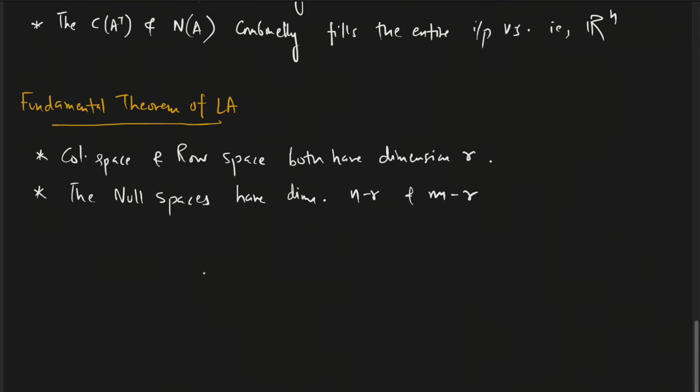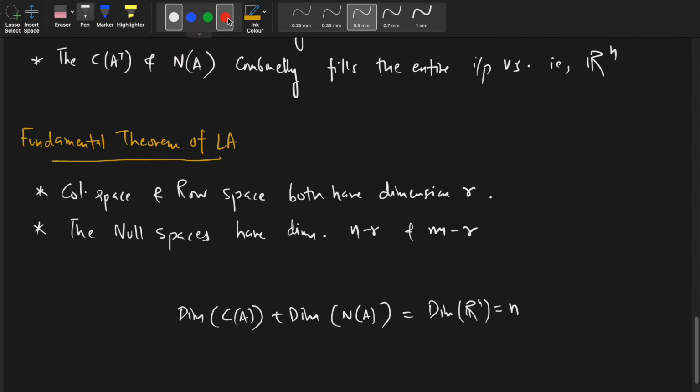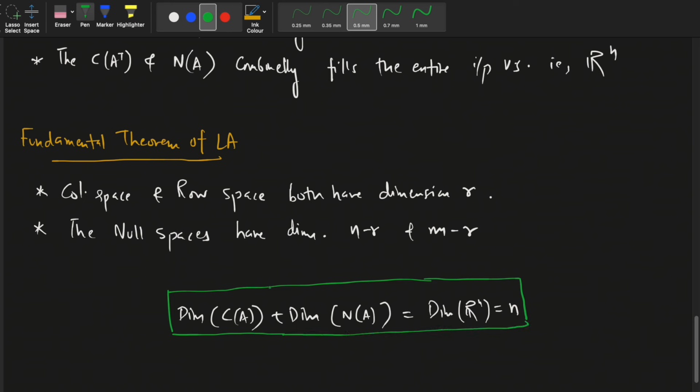And the last and the main thing is, it says that the dimension of the row space plus the dimension of the null space is the dimension of Rn, that is n. This is the fundamental theorem of linear algebra in a nutshell. That is, dimension of row space plus dimension of null space is equal to the dimension of Rn, that is n.